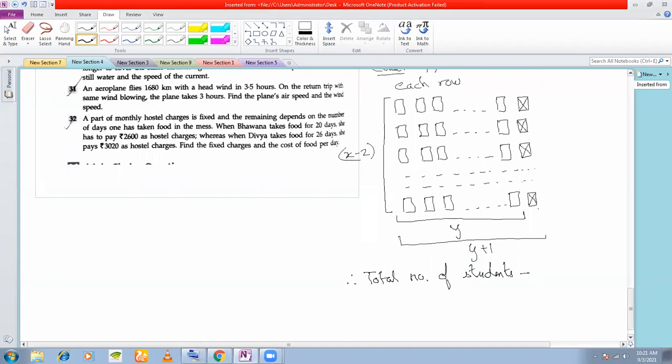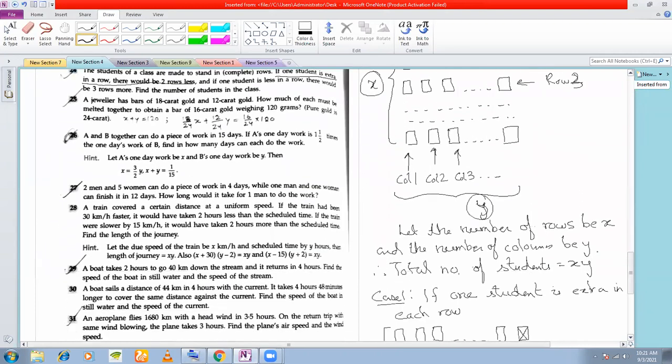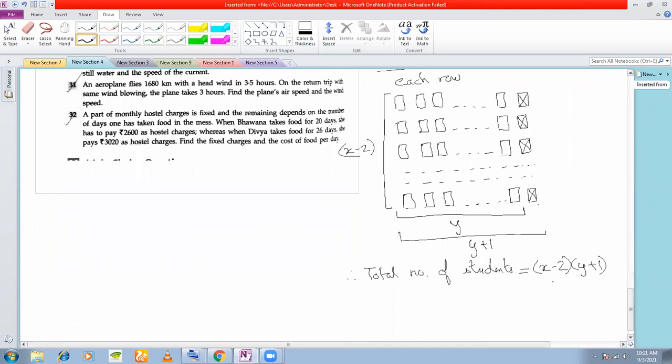Total number of students is (x minus 2) into (y plus 1). Now see, the total number of students will remain the same, whether in any way they are made to stand. Initially, how many total students were there? xy. And now how many students are there? (x minus 2) into (y plus 1).